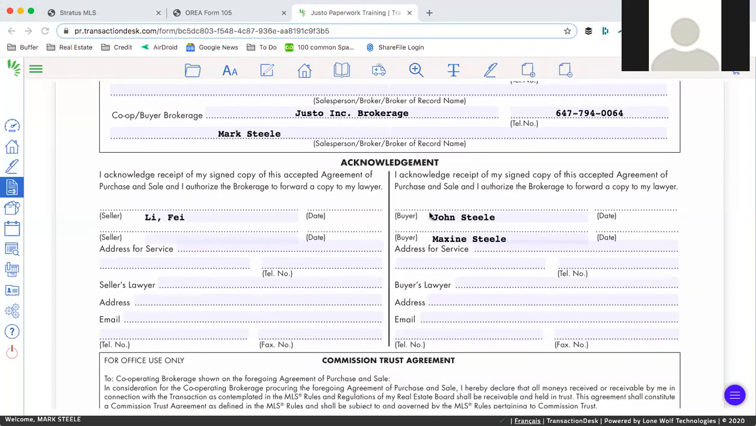And then acknowledgement. This section essentially says that we, as the clients, have received an offer of this paperwork, and we're going to provide it to our lawyer. So they're going to sign on these lines, put the dates, and you can put their lawyer's information here as well. Typically, I've only had my clients sign the boxes because I don't know their lawyer up until after the transaction is done. But whatever information you have, just put it down here.